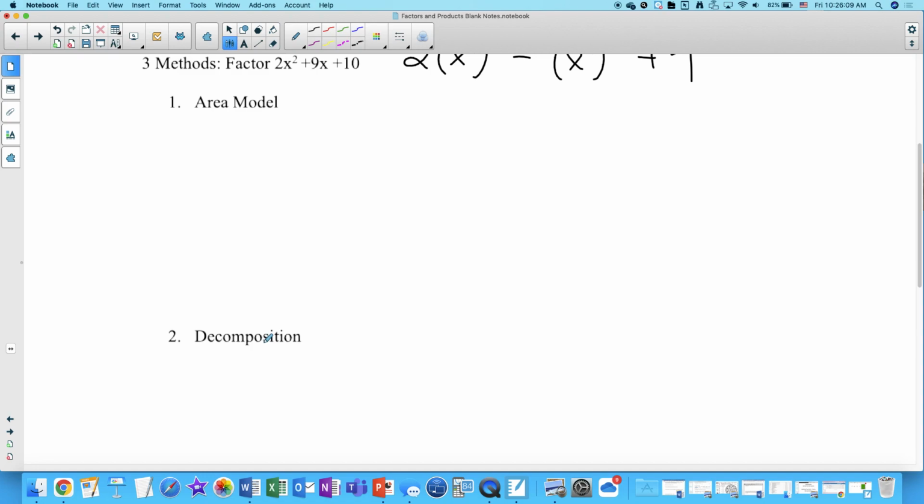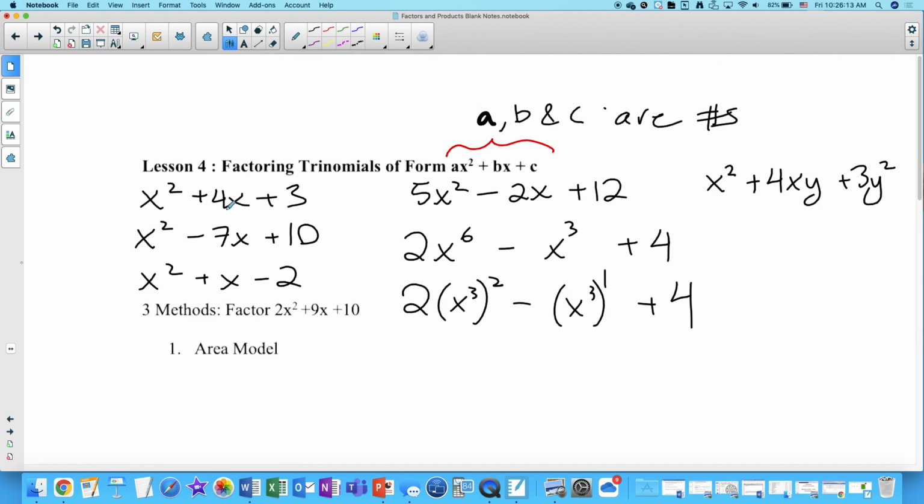Now, the first step for both area model and decomposition is the same. Remember, when we looked at the algebra tiles for these 3 guys, we had to split the x tiles up into 3 and 1, which multiplied to 3 and added to 4. So 4 is the b value, 3 is the c value. What I'm going to do here is write in the coefficient of x as well, because that is going to come into play. The second one, we had to split it up into -5 and -2. That multiplies to 10, adds to -7.